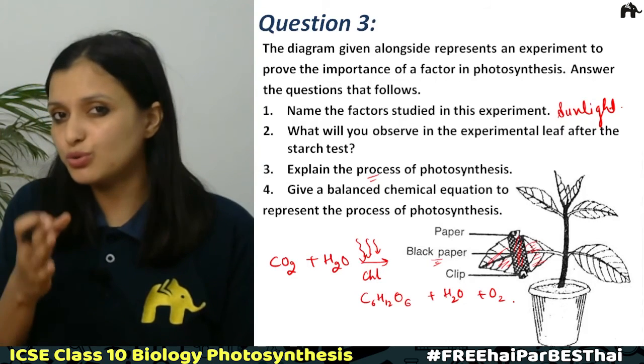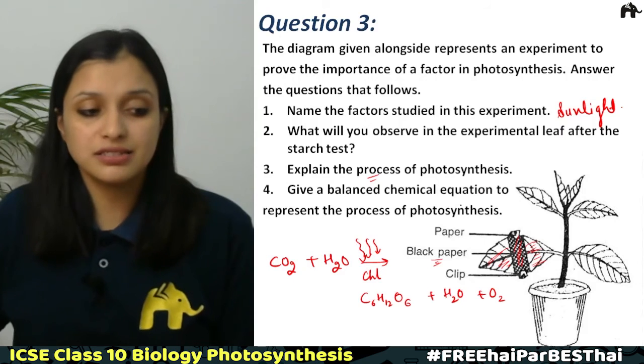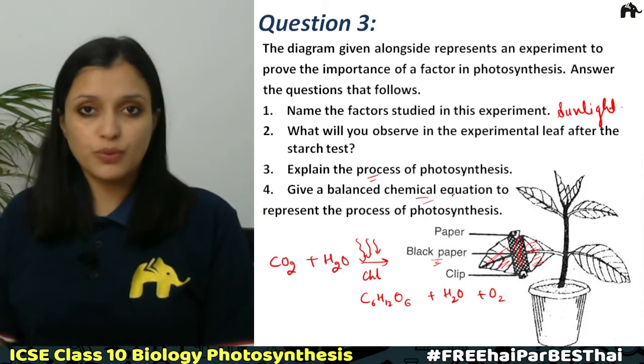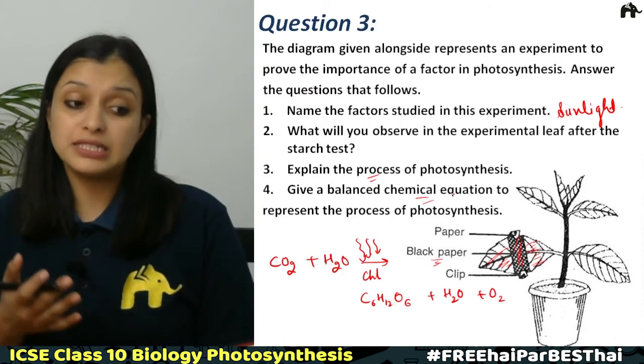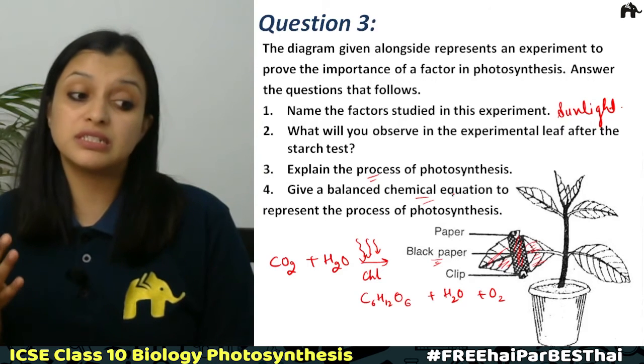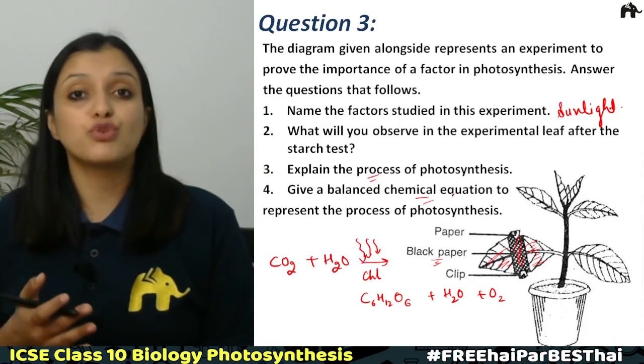Now we need to balance this equation that you will do. I know you know how to balance the equation, right? And this is the fourth question that is being asked. Give a balanced chemical equation to represent the process of photosynthesis.